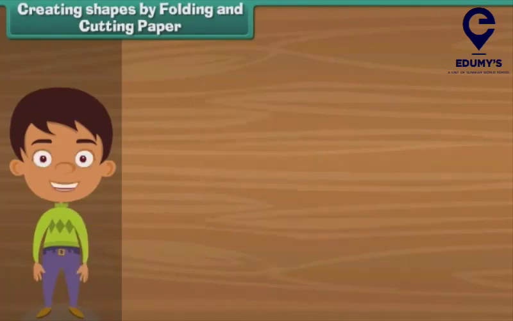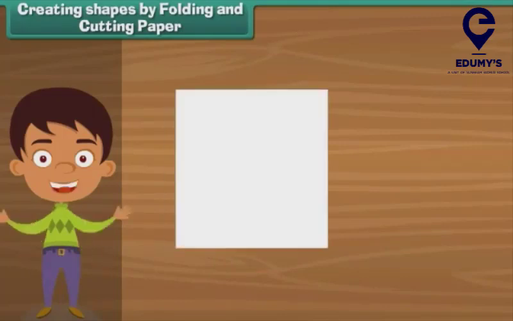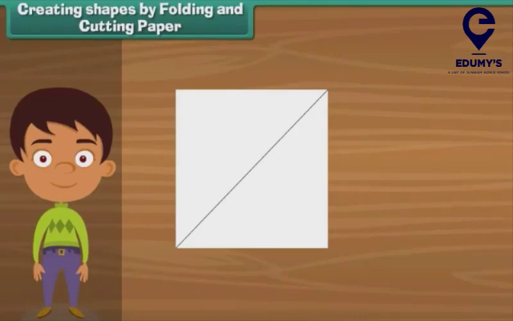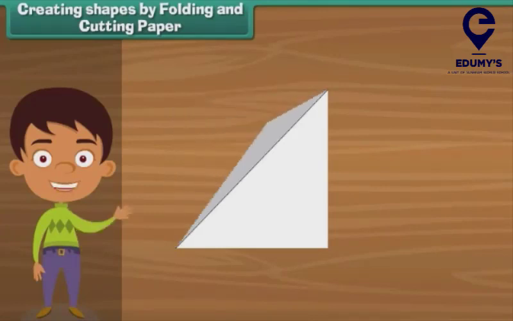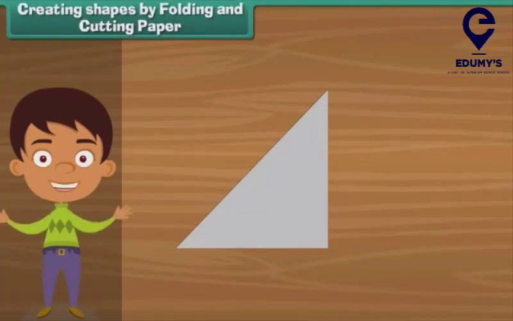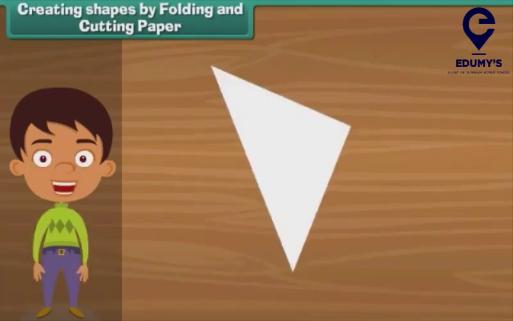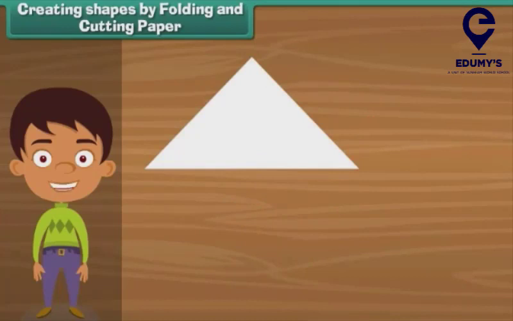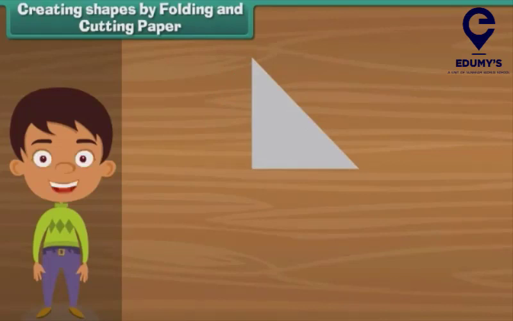Friends, let's try to make a circle from a plain square sheet. Make a line on this square like this. Fold it on the line such that the upper triangle is superimposed on the lower triangle. After folding, we get the shape like this. Again, draw a line on it like this. Again, fold it on the line. Now you will get a smaller triangle than the previous one.